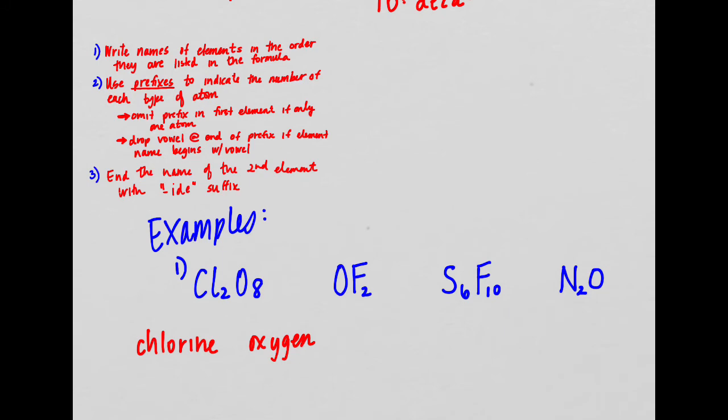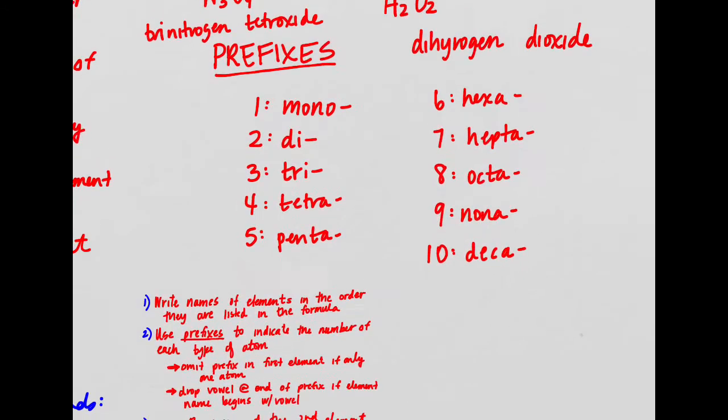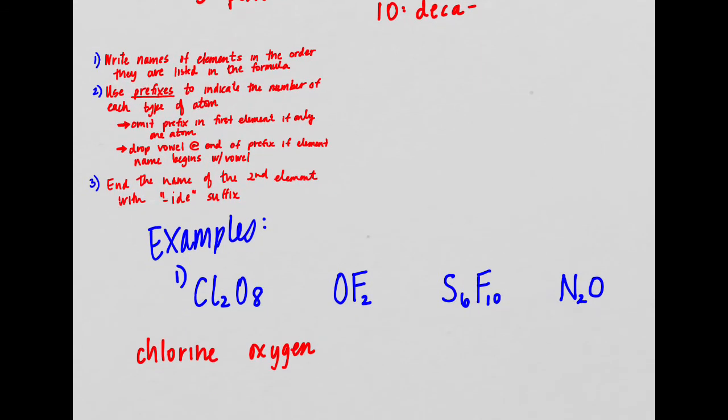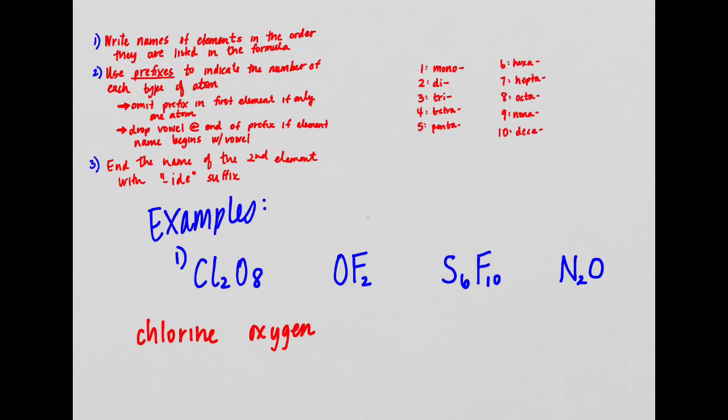Then you're going to use the prefixes that we learned above to indicate the number and the type of each atom. Get our prefixes there. Okay, so we have 2 chlorines. So if we look at our prefixes, 2 is di. So this is going to be dichlorine. And then we're going to look at our oxygens, and that is 8.